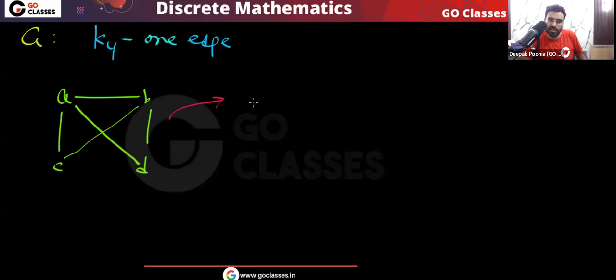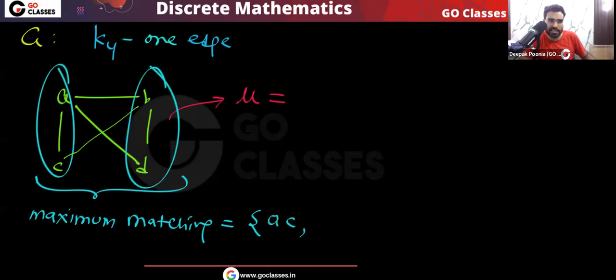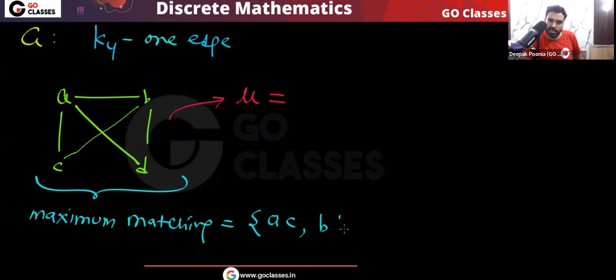Now you can see in this graph, K4 minus one edge, what is the matching number? What is mu? Mu means matching number, the size of the largest matching. What is the maximum matching I can create? I can take the edge AC and the edge BD. These are non-adjacent edges. This is the maximum matching I can create. Matching means a set of edges which are pairwise non-adjacent. You can see AC, BD, these are non-adjacent.